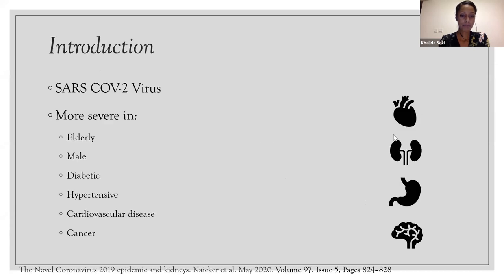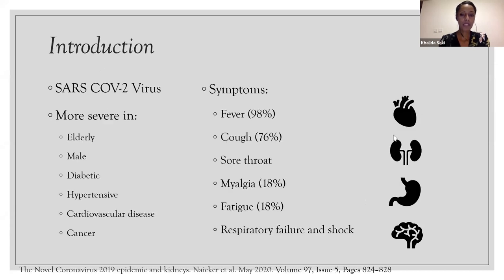Next slide. So just as a summary, we've talked about the SARS-CoV-2 virus and we've talked about all its various manifestations. And as we're all aware, many patients who come in known to have chronic kidney disease or end-stage renal disease do not present typically with these symptoms. They tend to have less fever, less cough, less sore throat, and present more with fatigue actually and abdominal symptoms. Next slide.